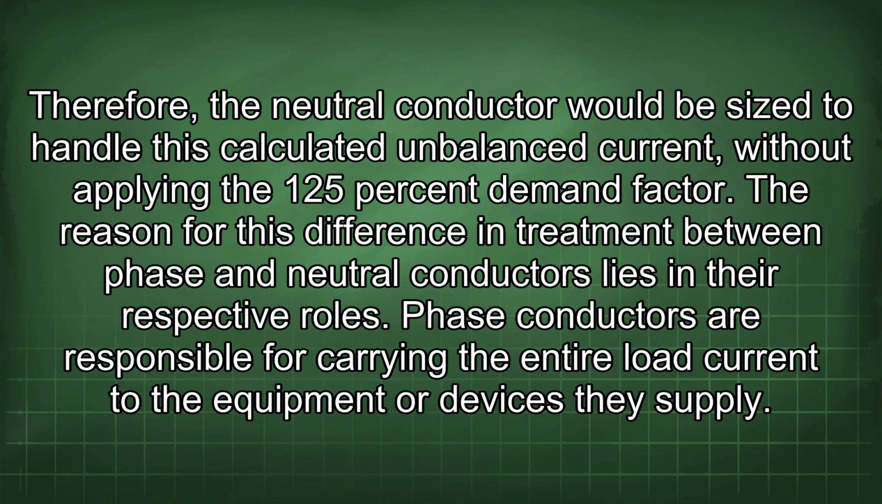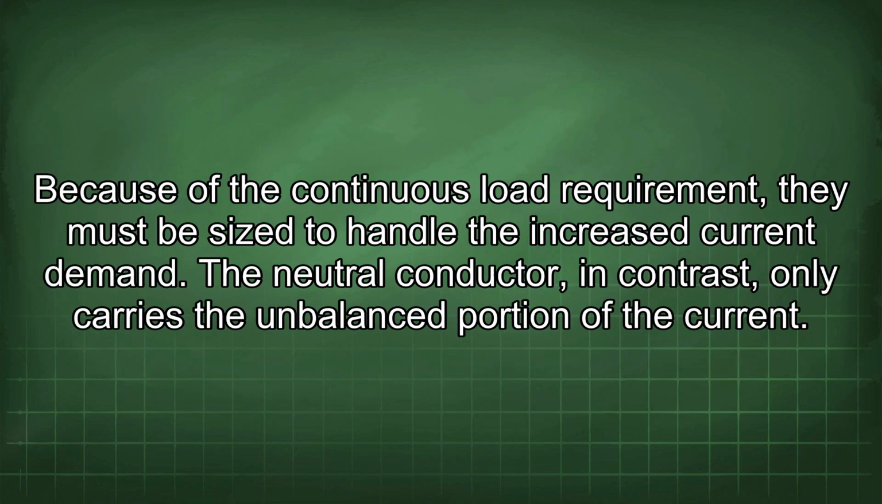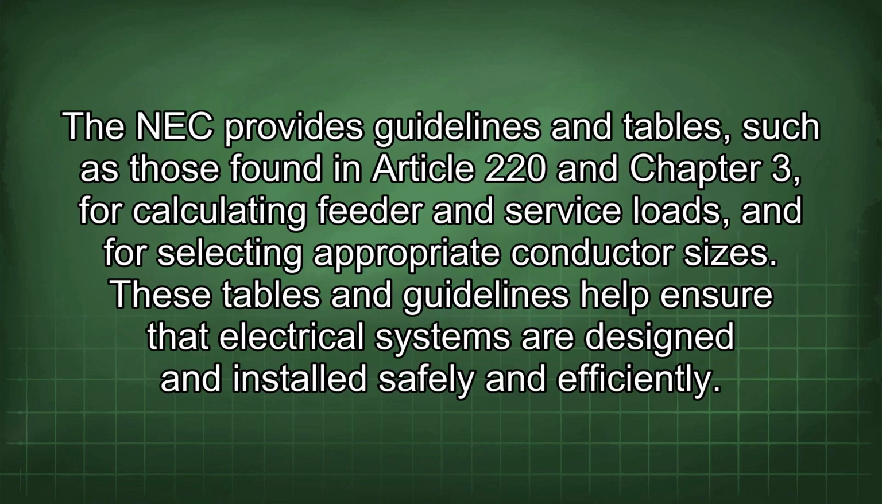The reason for this difference in treatment between phase and neutral conductors lies in their respective roles. Phase conductors are responsible for carrying the entire load current to the equipment or devices they supply. Because of the continuous load requirement, they must be sized to handle the increased current demand. The neutral conductor, in contrast, only carries the unbalanced portion of the current. The NEC provides guidelines and tables, such as those found in Article 220 and Chapter 3, for calculating feeder and service loads, and for selecting appropriate conductor sizes. These tables and guidelines help ensure that electrical systems are designed and installed safely and efficiently.